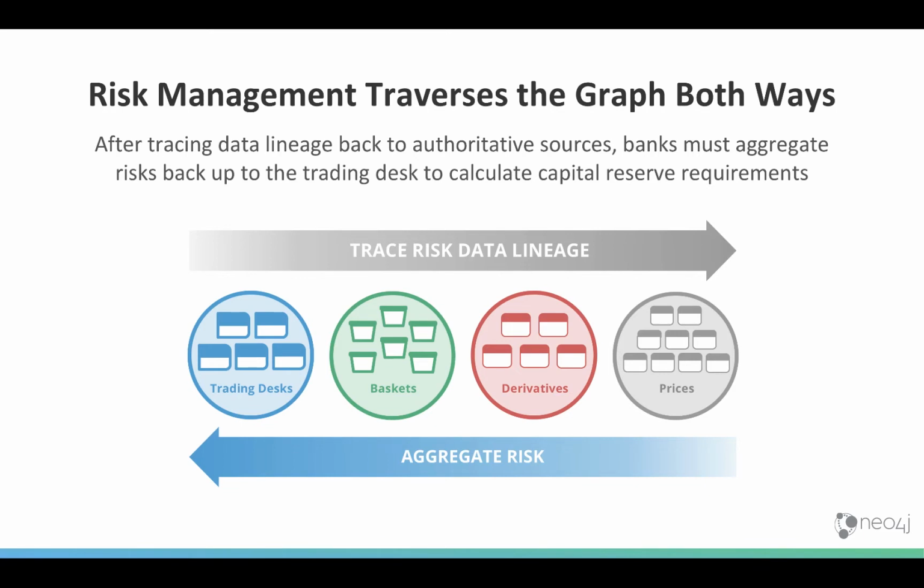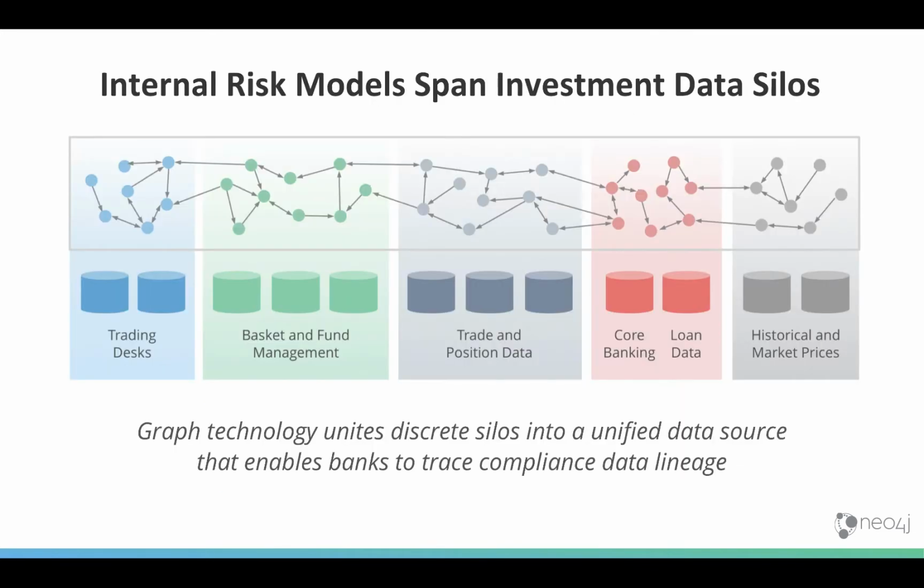we're tracing the risk from trading desks to baskets to the individual trading instruments to the prices. So we're tracing the lineage backwards all the way to prices and maintaining those price points for every equity associated with the trading desk. And also we're aggregating risk going up through the trading desk. And so if you can appreciate from a model perspective, you have trading desks, you have baskets and fund management systems associated with the trading desks.